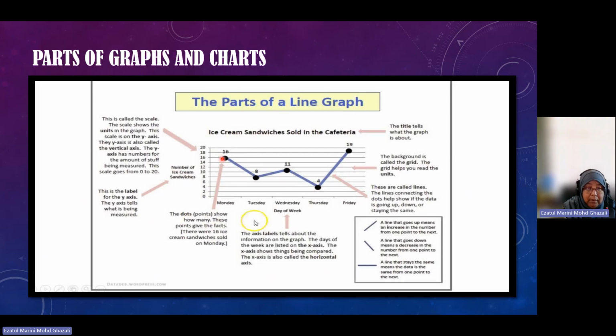4 dots at 16, at 8, 11, 4, and 19. The dots or points show how many. These points give the fact. That is the number, the exact number.